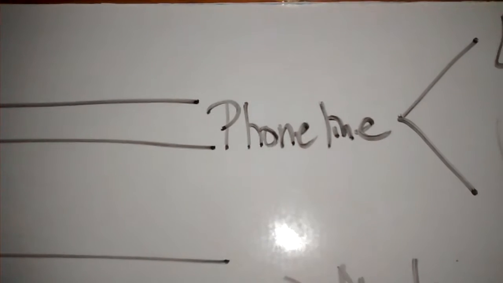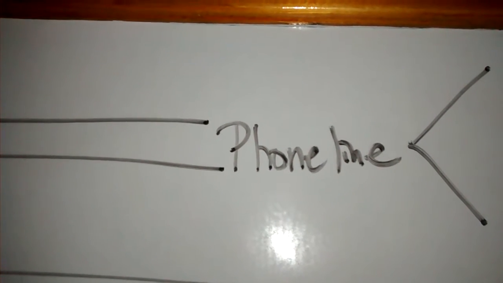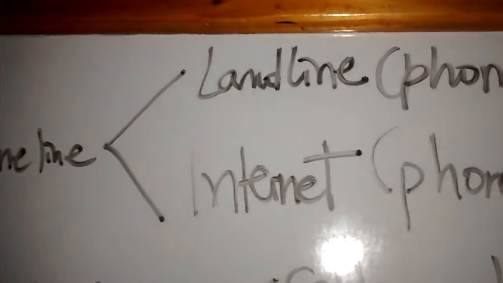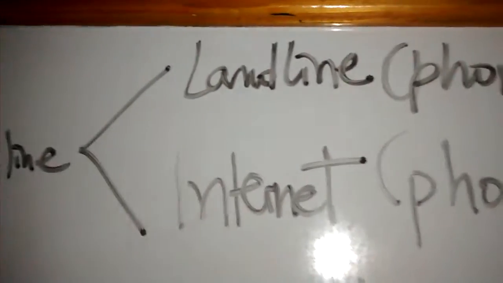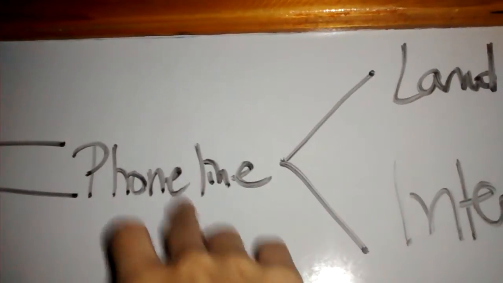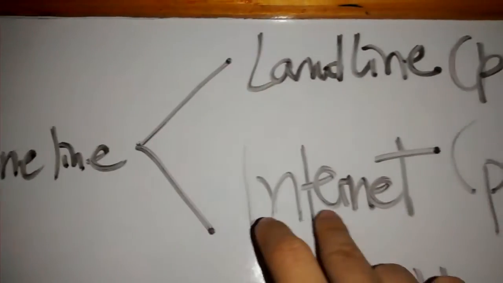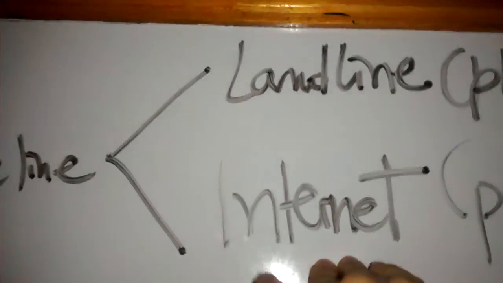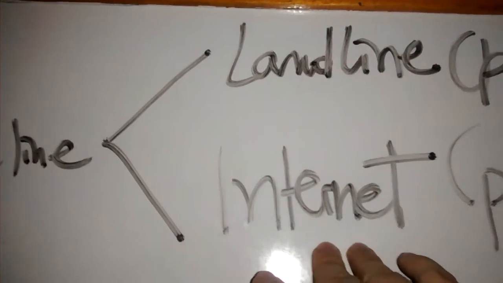The first one is the phone line, the actual phone line. Now that one has 2 types. There is a landline, like the one that you use for your phone in your house, not your cell phone. And then there is the phone line that actually works with the internet. You're like, this is old. I know, but here's the deal.